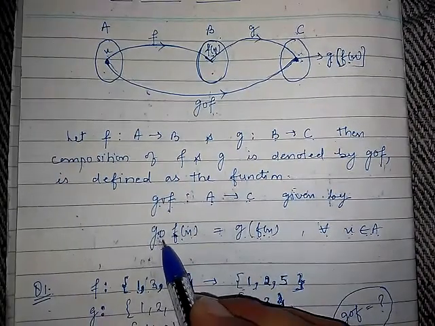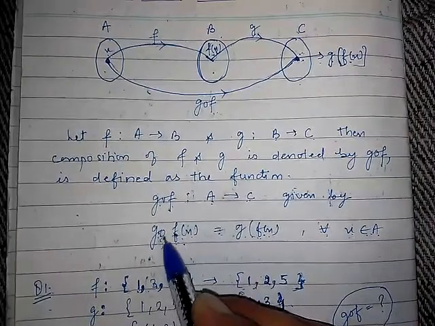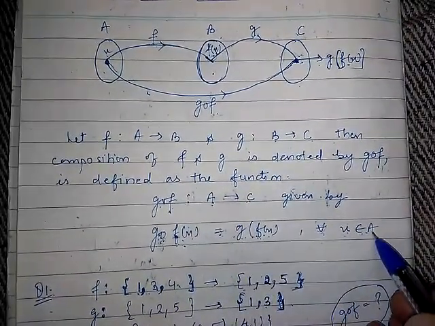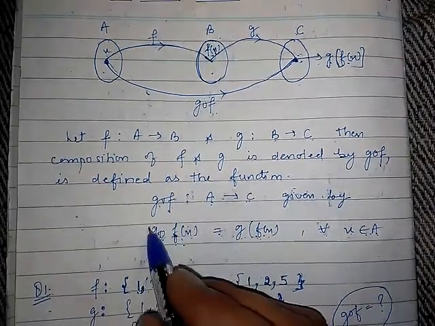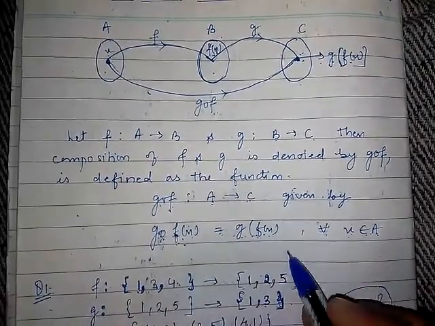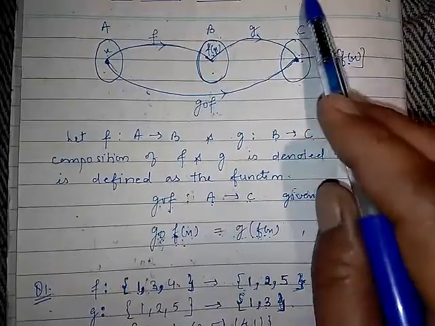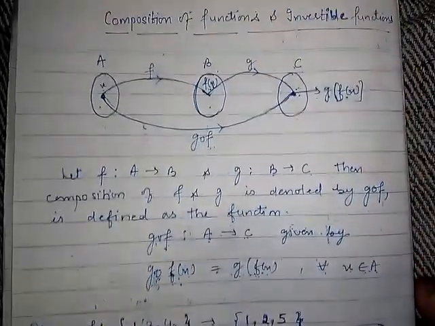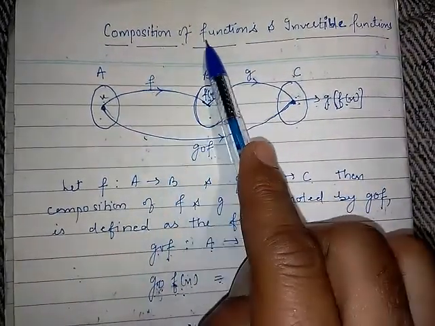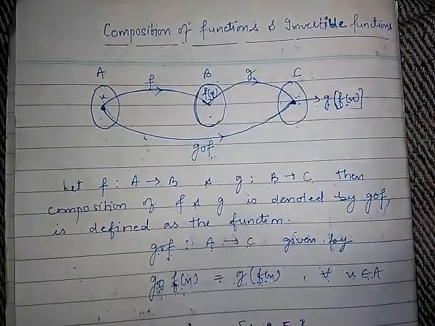gof can be written as g(f(x)), for all x belonging to A. This knowledge is very important for solving your exercise problems. On the basis of this, we are just dividing the whole exercise into two parts. First one is composition of functions, and second one is invertible functions. We will discuss invertible functions later when the question comes.